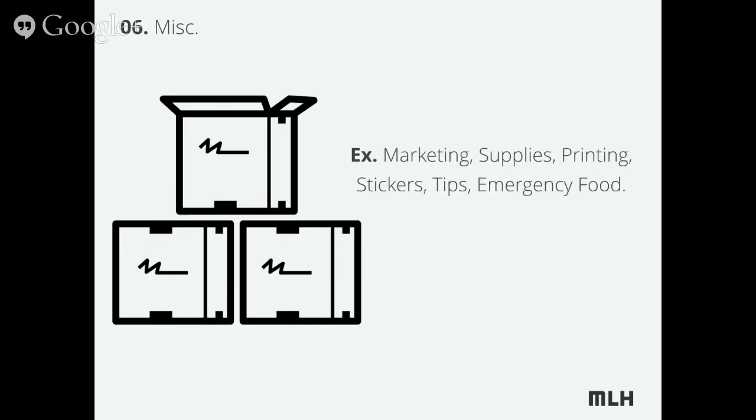The final category is the miscellaneous category. This pretty much covers anything that's not one of those major categories. Some examples would be marketing, supplies, that might be extension cords or markers or name tags, printing if you need to print waivers or signs, stickers, tips, emergency food, things like that.